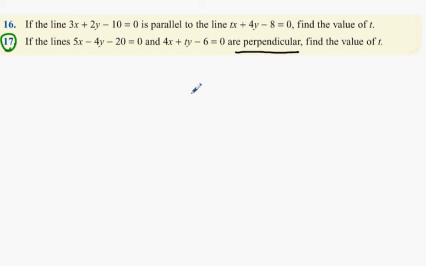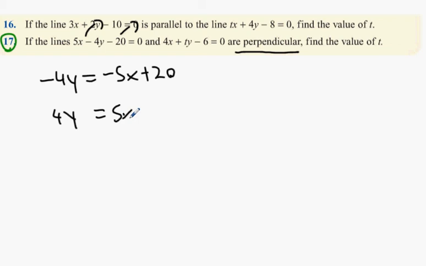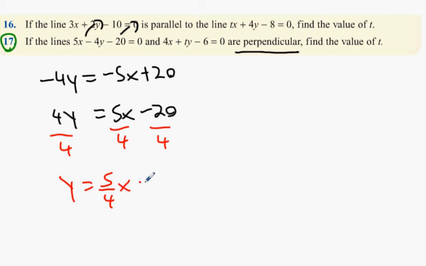Do what you always do. Get y on its own. Minus 4y equals minus 5x plus 20. Multiply by minus 1 first. Divide by 4. Now what number do I divide by? It's always the number that comes in front of the y, isn't it? And then we're going to get y equals 5 over 4x minus 5.